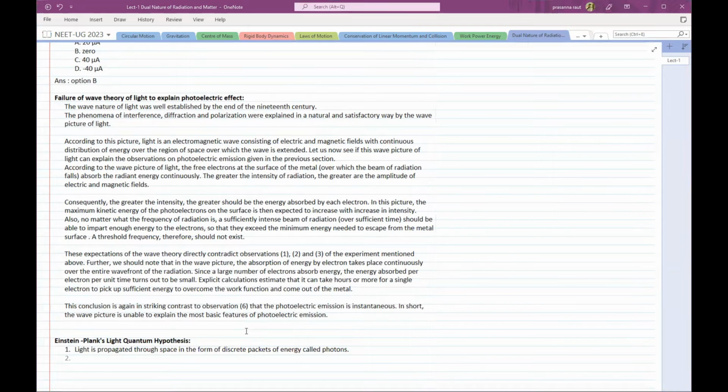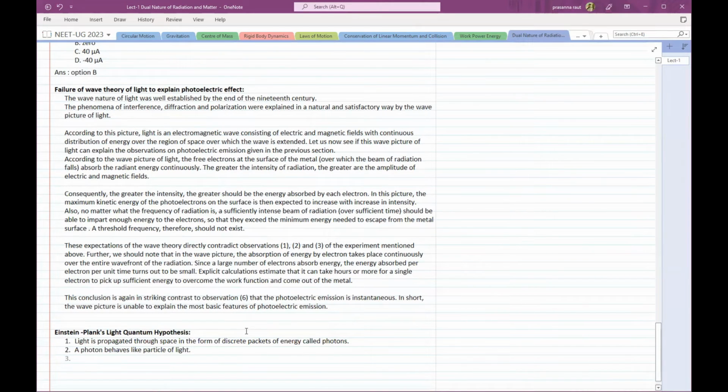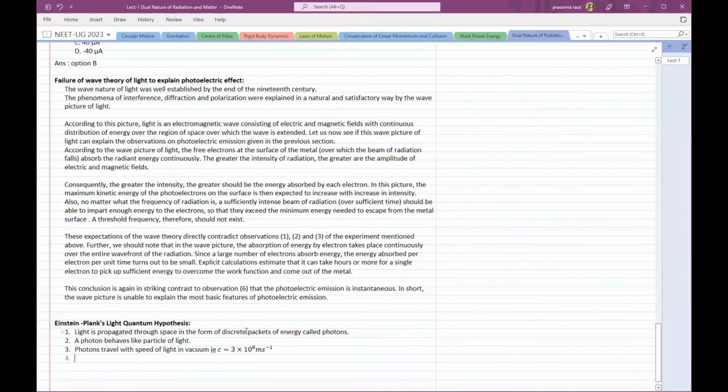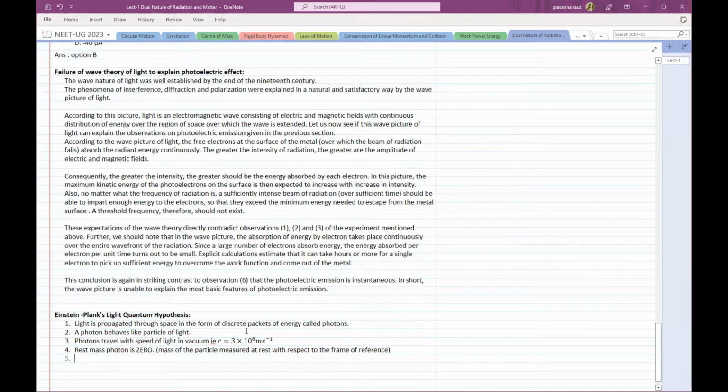A photon is a packet of light energy, or light quantum बोलते हैं उसको. ठीक है. A photon behaves like a particle of light. मतलब material particle जैसा नहीं है, but वो behaviorally particle जैसा है, ऐसा हम सोचते हैं. ठीक है. Photons travel with speed of light in vacuum. The rest mass of photon is 0. ओके, यानी रेस्ट मास मतलब क्या? मास मेजर्ड एट रेस्ट. तो आप बोल रहे हो कि रेस्ट मास ऑफ फोटोन इज 0, मतलब फोटोन कभी रेस्ट में एग्जिस्ट नहीं करेगा.